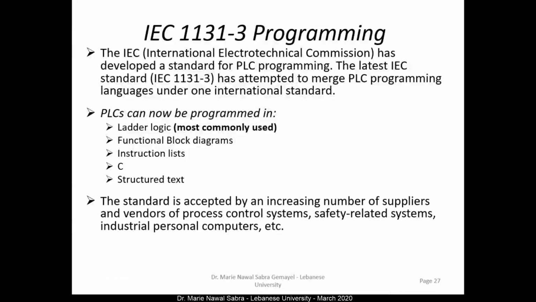You can see that PLCs are programmed in various ways, but the most common is ladder, and the second most used is functional block diagrams. C language is sometimes used just when we want a program that runs really fast.